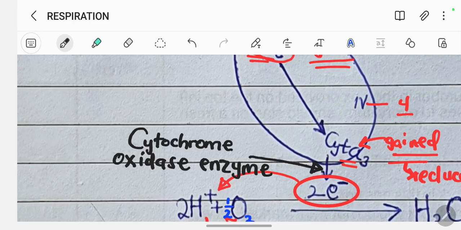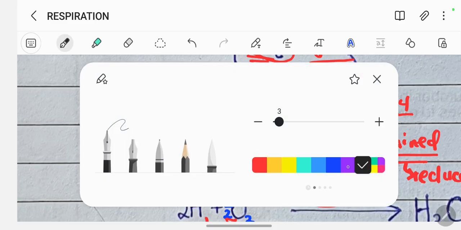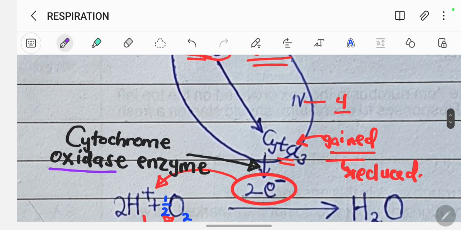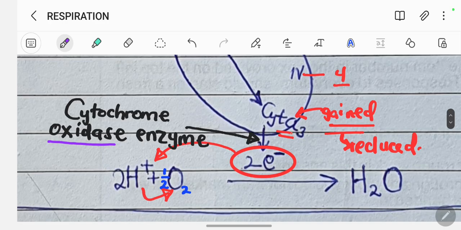So that cytochrome oxidase enzyme is going to catalyze the oxidation, or catalyze the loss of the electrons. So it's going to catalyze the loss or the oxidation of electrons from cytochrome A to the oxygen. It's this process that is occurring here. There is a loss of electrons there.